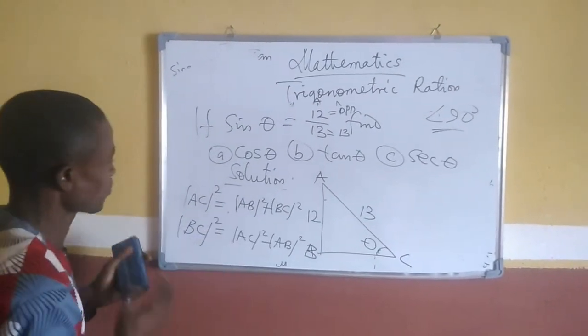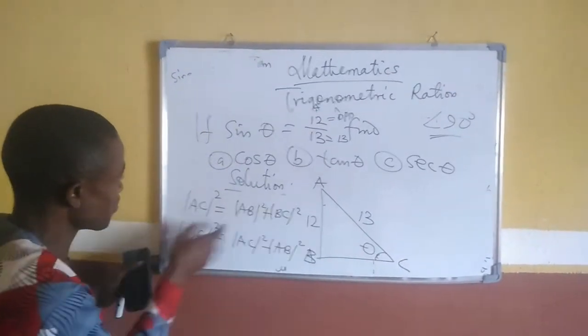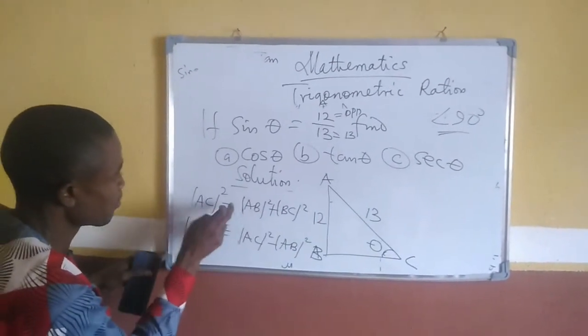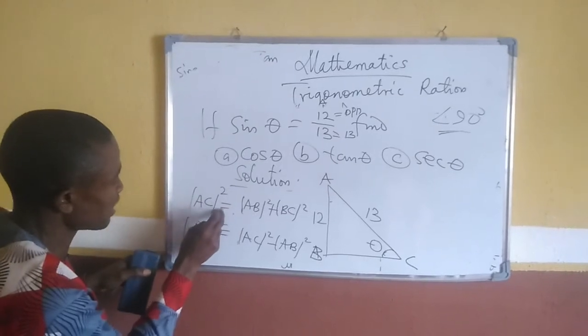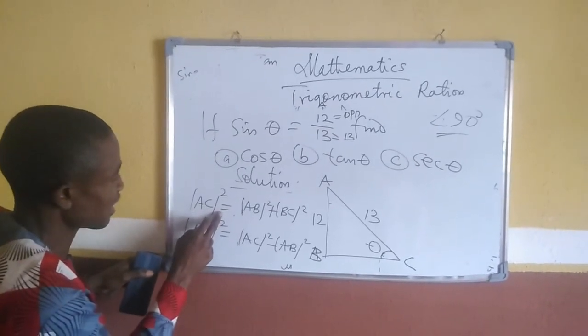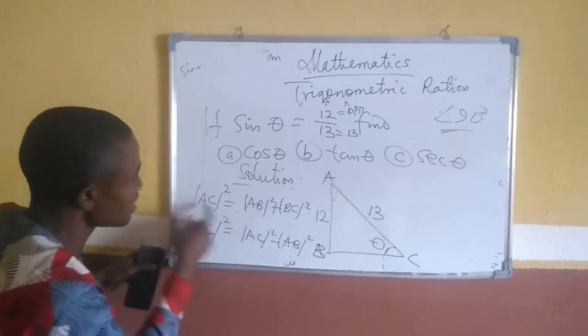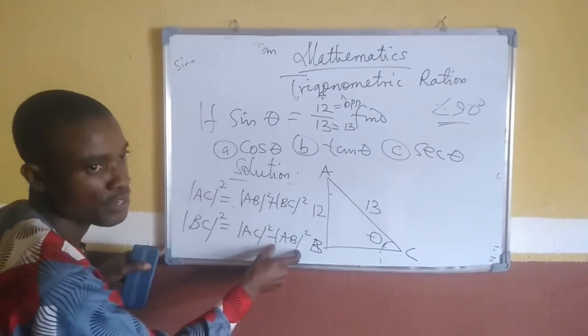It's very, very simple. Okay, I have BC here. That means BC will stand alone here. This one will come to this side, and positive here. When it crosses the equal sign, it becomes negative. That is why we are saying BC square equals AC minus the AB square.